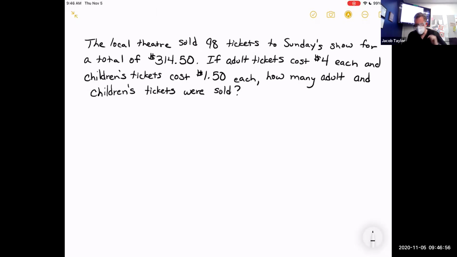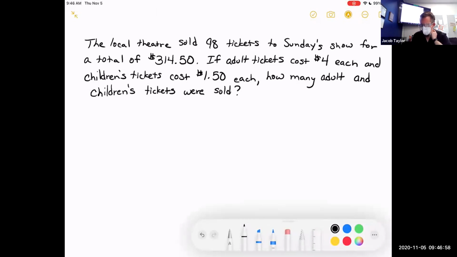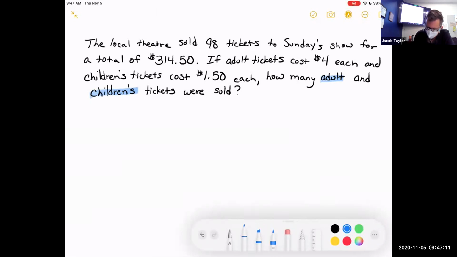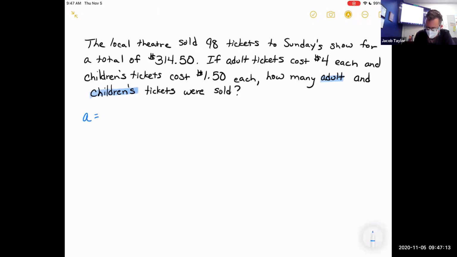Well, we can come up with a couple of equations here, which is good because to do a system of equations, we need a couple of equations. So first of all, we're going to define our variables. The question is how many adult tickets and how many children's tickets. Those are going to be our two variables. So I'm going to say A is number of adult tickets sold.